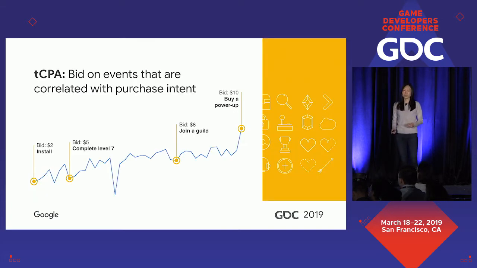Over the last year, game developers around the world have seen tremendous success with actions-based bidding, and now over 50% of game developer investment with app campaigns leverages this bidding type. In order to run a successful TCPA campaign, it's important to bid on events that are correlated with purchase intent. So that can be things like completing a level, joining a guild, or buying a power-up.